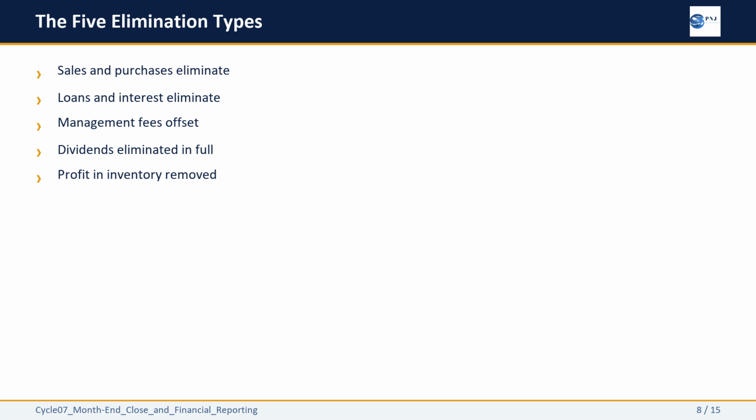Once intercompany balances agree, you eliminate them on consolidation so the group does not report transactions with itself. There are 5 types. Intercompany sales and purchases eliminate, removing the internal revenue against the internal cost of goods sold, abbreviated COGS. Intercompany loans eliminate, the loan payable against the loan receivable, and the related interest goes too. Management fees and shared service charges offset, fee revenue against fee expense.